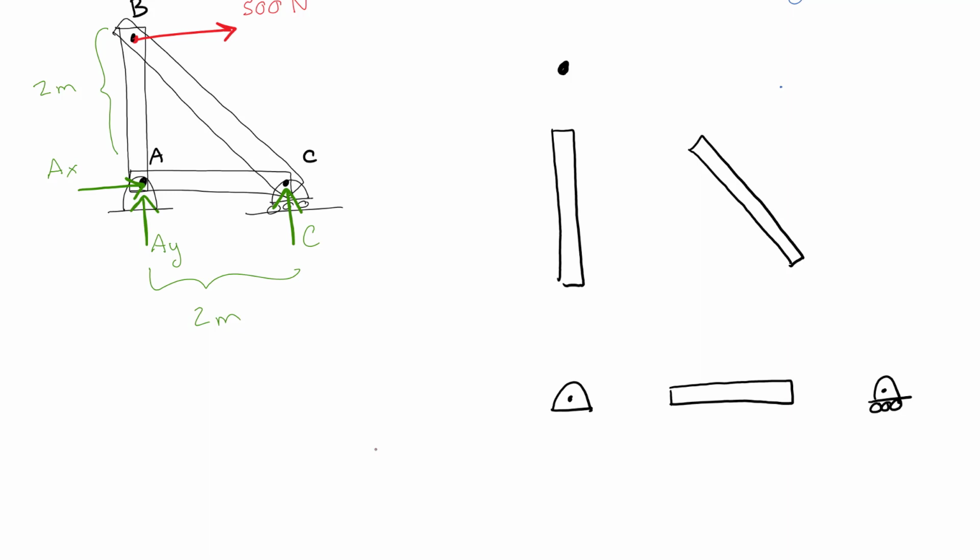Because really that's what we're going for. If we want to know if something is in compression or tension, we really need to know what the internal forces are. So I can't analyze the whole thing as a system. I've got to break it apart. So first of all, I've got this 500 newtons, and I still have these external forces, the AX and the AY and the C. So I can go ahead and label those.